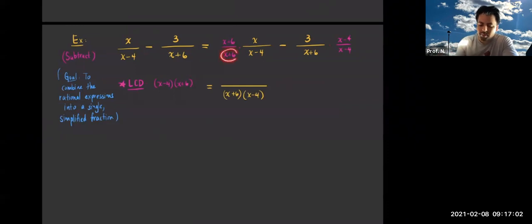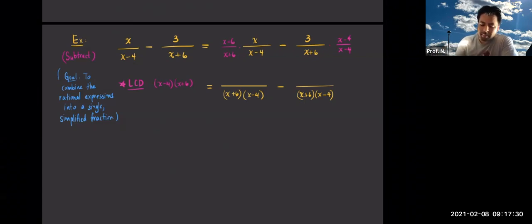So I multiply x plus 6, x minus 4, but I'm not going to FOIL. I'm not going to FOIL. And in the bottom here also, this will be x plus 6, x plus 6, x minus 4. I'm not going to FOIL because I may simplify at the end. So I'm just going to leave it as simplified as possible. But the numerators, I am going to expand. I am going to distribute.